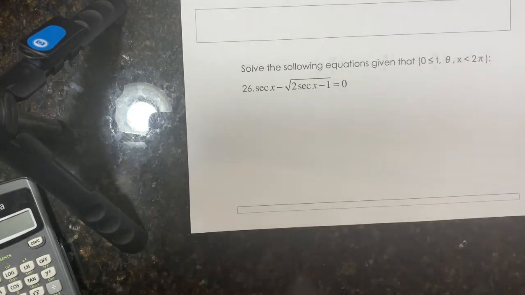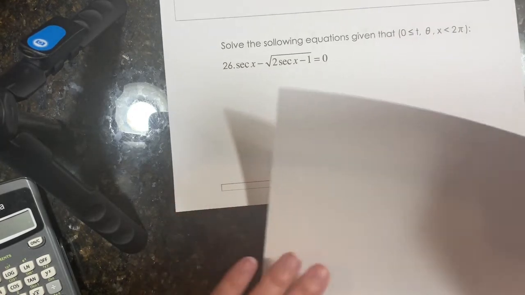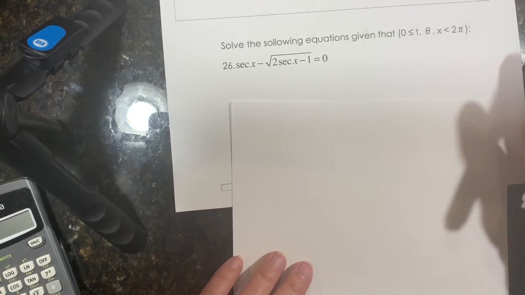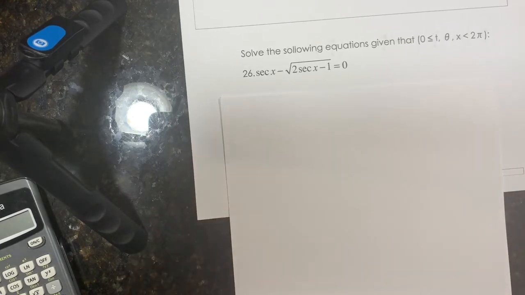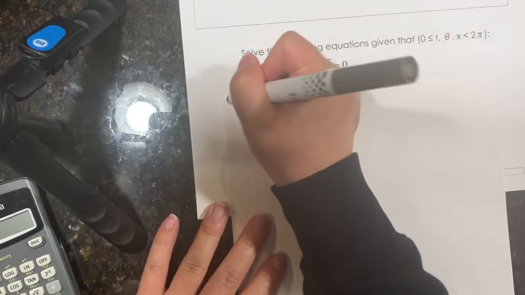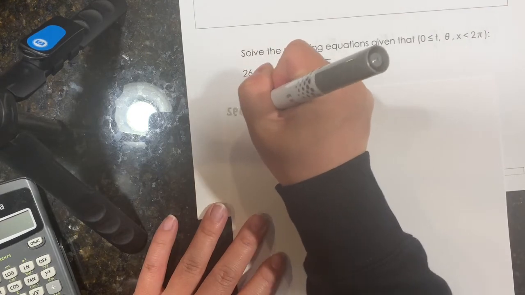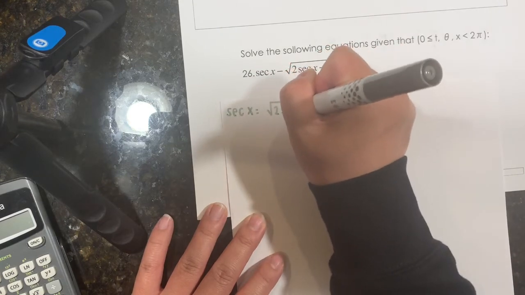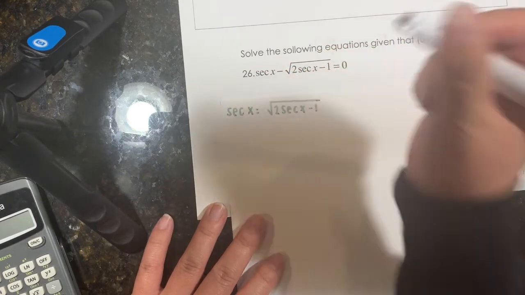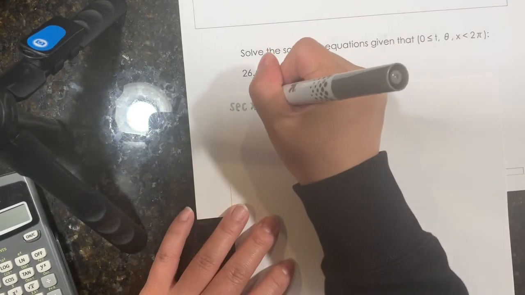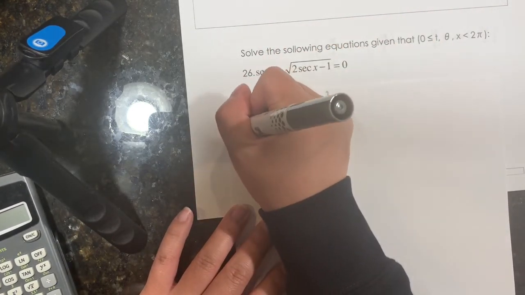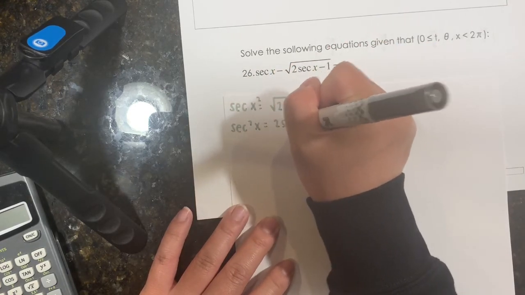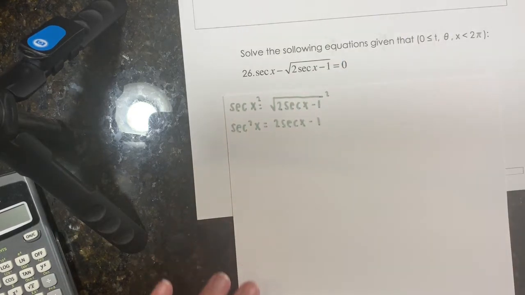Now looking at number 26. So number 26 is going to be a very long problem. So what I need to do is start by moving the square root to the other side. So I have secant x is equal to the square root of 2 secant x minus 1. I'm going to square both sides. So I get secant squared x equals 2 secant x minus 1.